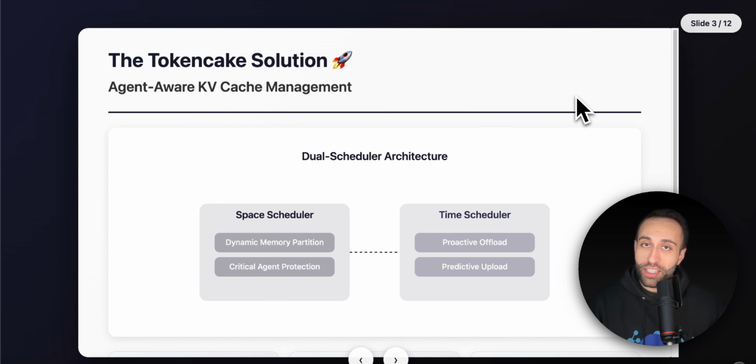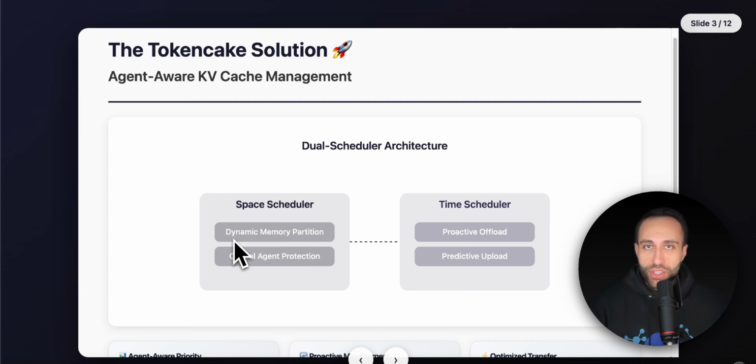So let's see how TokenCake does that. They are actually proposing a contribution in 2 approaches. First, they are saying that we are now creating an agent-aware KV cache management by doing 2 things. First, a space scheduler. Second, a time scheduler. This is what they're adding to the inferencing. So let's see what a space scheduler is.